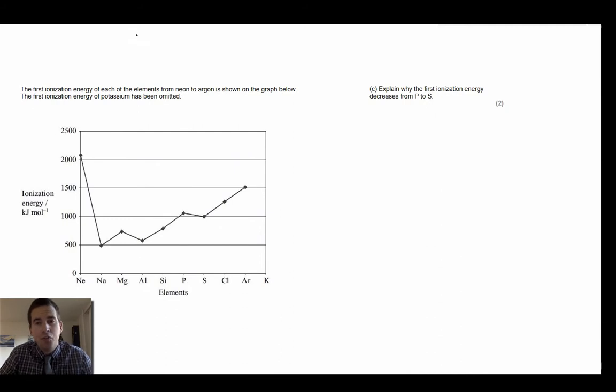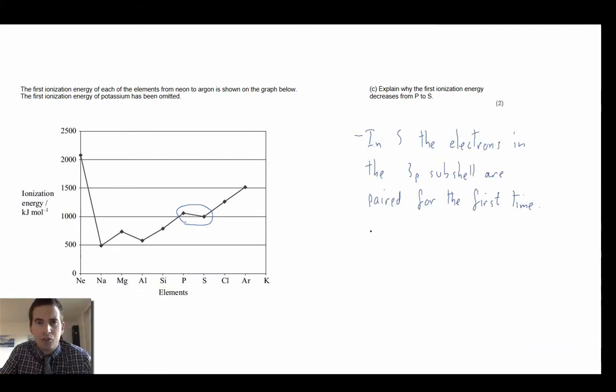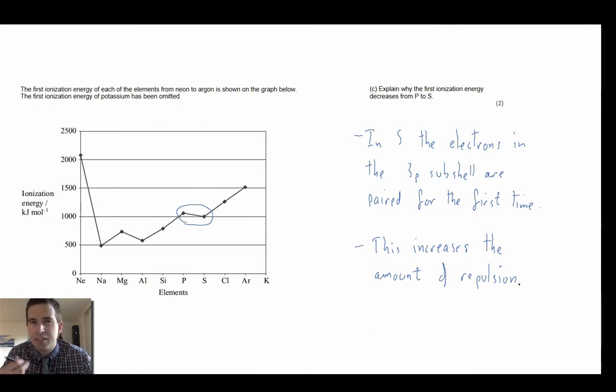Next, explain why the first ionization energy decreases from phosphorus to sulfur. We've already talked about this. In sulfur, the electrons in the 3p subshell are paired for the first time, and this increases the amount of repulsion, hence making it slightly easier to remove that outer electron. So this would be how to get the 2 marks, and I've underlined key words in these sentences. You might want to phrase your answer slightly differently, but make sure you've included these 2 words.